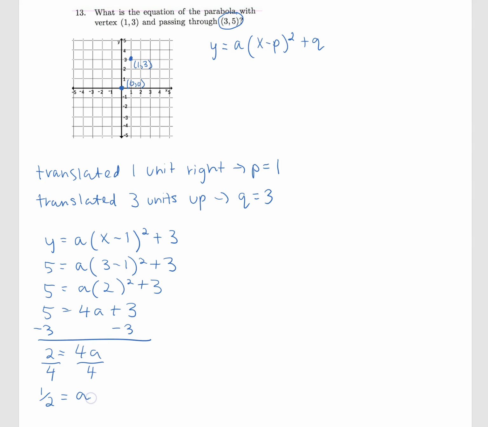And that equals a. So now we have everything to plug into our equation, which is y equals 1/2 for a times (x minus 1) squared plus 3. So this is the equation of our parabola and the answer to question 13.